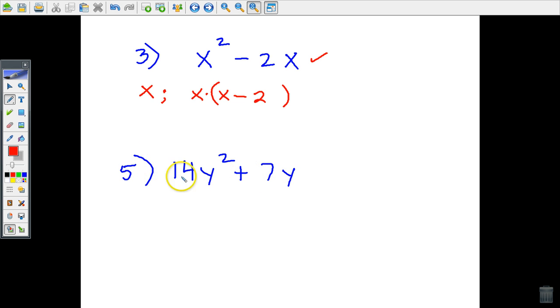All right, number 5. What is the GCF? Well, the GCF would be 7y. 7 goes into both 14 and 7, and they both contain y, and y is the lowest degree, y to the first. And so 7y is my GCF, and then showing the factoring, I will do 7y times the quantity 2y plus 1. Okay, I just divided the GCF, 7y, into both of these terms.